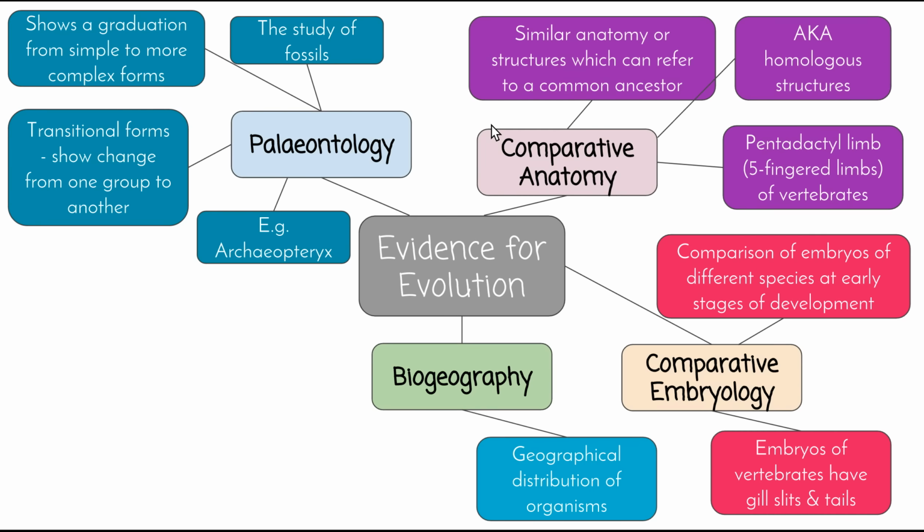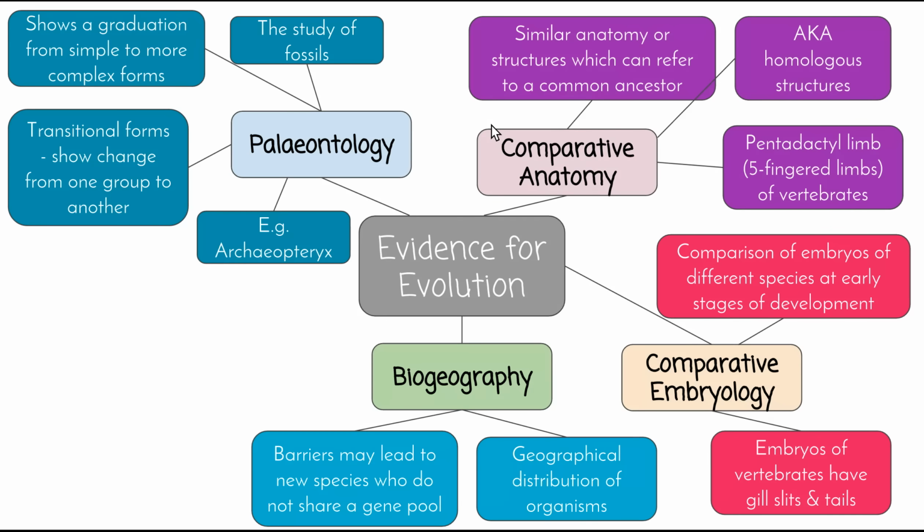Then we have biogeography, which is the geographical distribution of organisms. And these distributions can be broken up by barriers, which may lead to new species forming in particular areas because they obviously cannot come in contact with other organisms in order to breed. So what actually happens is a new species forms that doesn't share a gene pool with any other species that already existed.